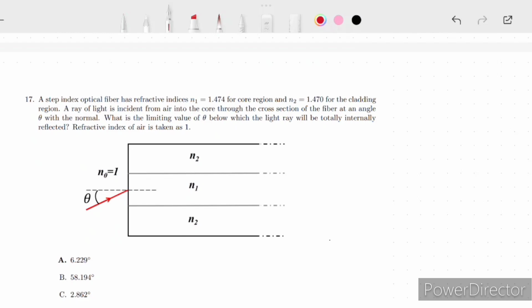Okay, next we go to question number 17. This is a very important question, and it is asked from optical fiber. Each year they ask from this section, the optical fiber section. So what is the question?